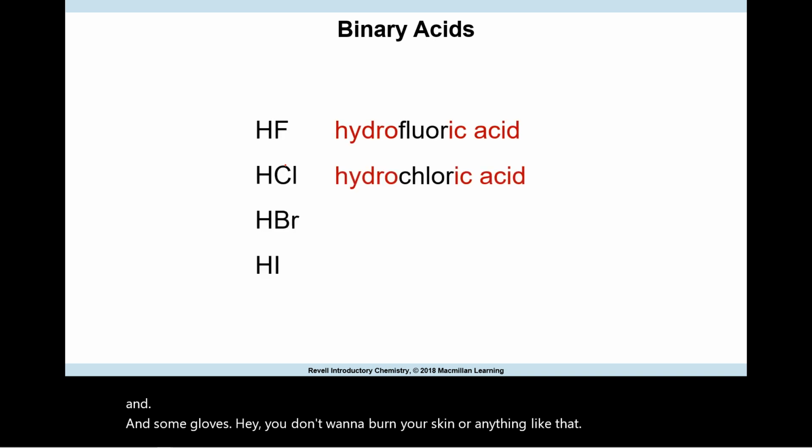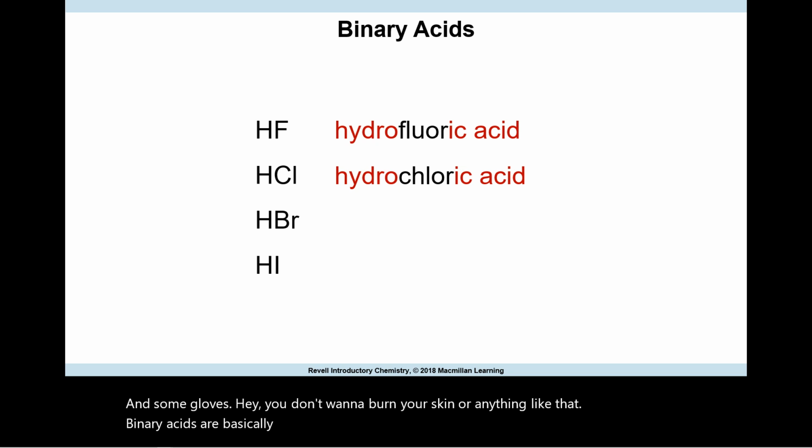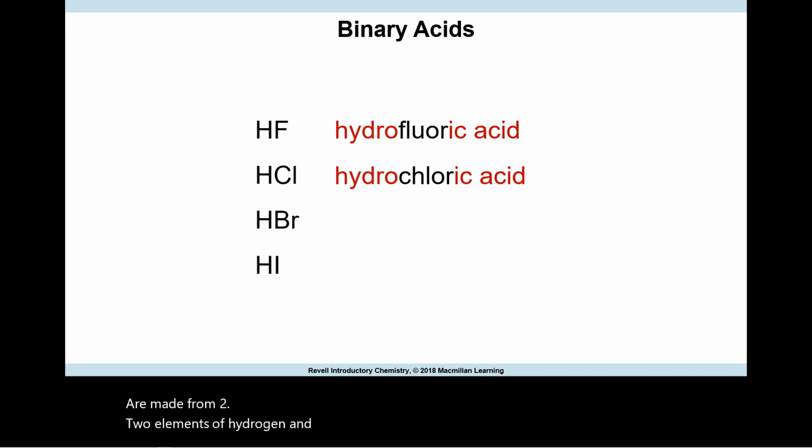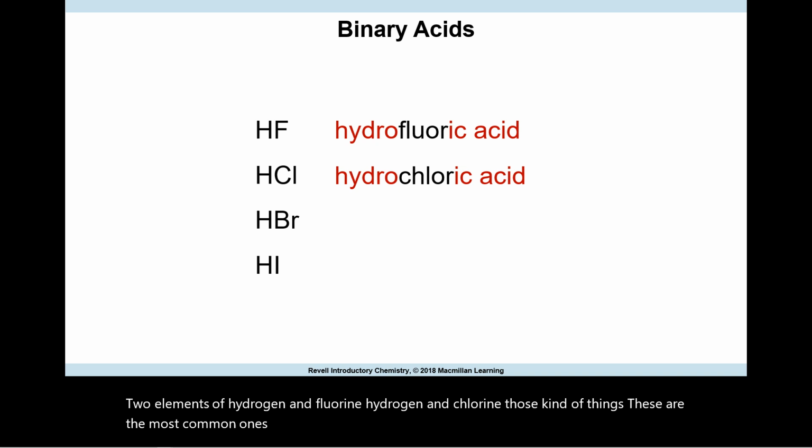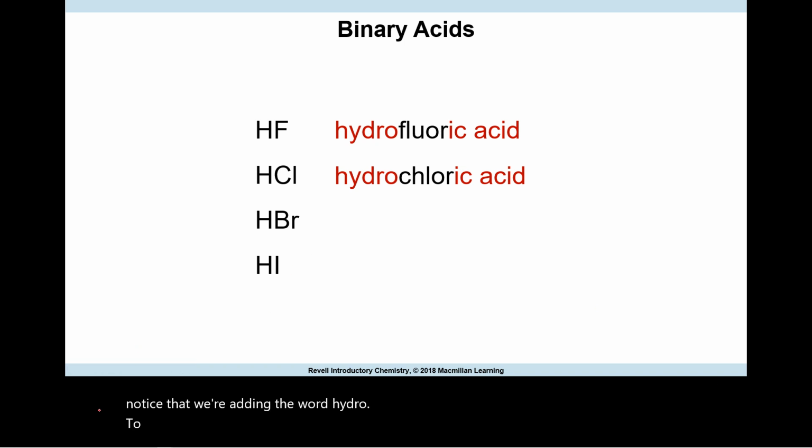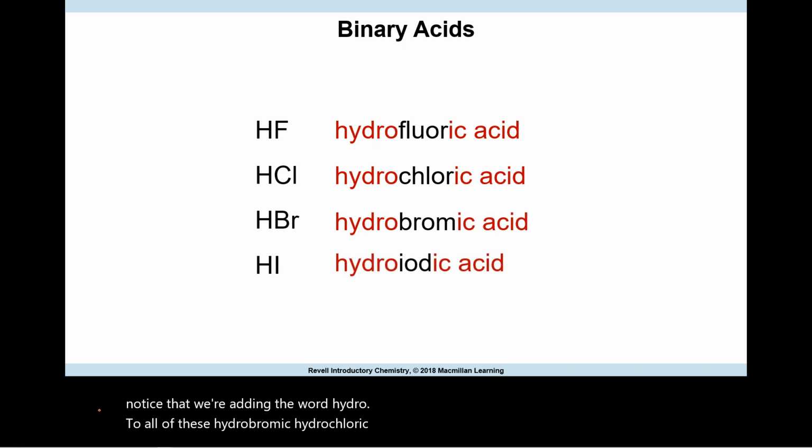Binary acids are basically acids that are made from two elements, so hydrogen and fluorine, hydrogen and chlorine, those kind of things. These are the most common ones: hydrofluoric, hydrochloric, hydrobromic, and hydroiodic. You'll notice that we're adding the word hydro to all of these. Hydrobromic, hydrochloric, hydroiodic. And at the end of them all, we're also ending with the word ic.